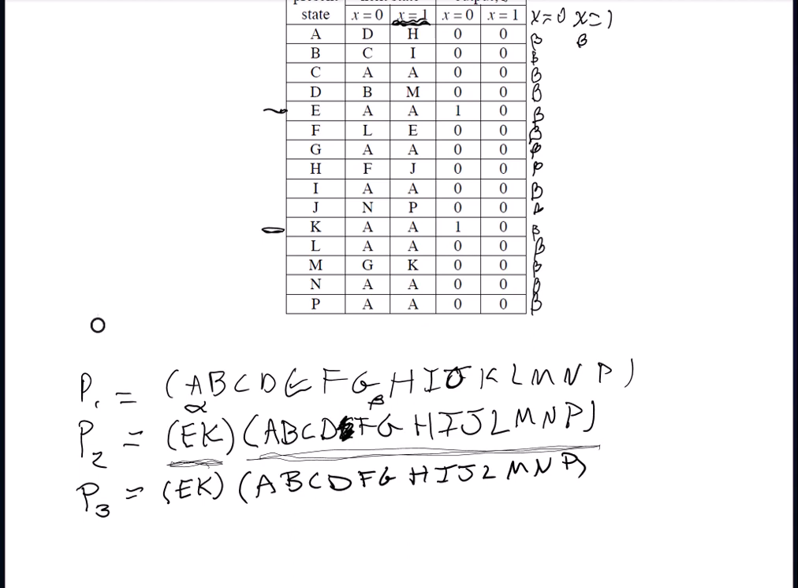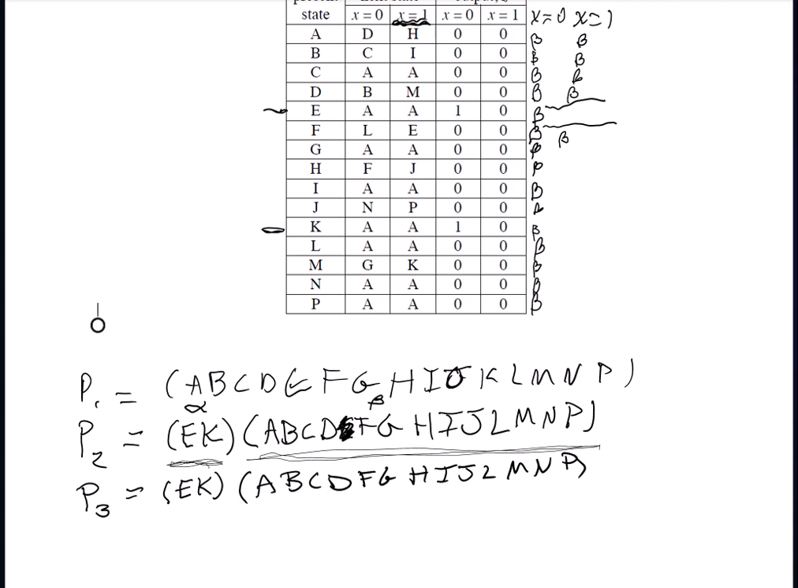For B, the next state is I, which is in the beta partition. For C, the next state is A, which is in the beta partition. For D, the next state is M, which is in the beta partition. I'm going to skip E for now because it's in a different partition. We'll come back to it. For F, next state is E in the beta partition.